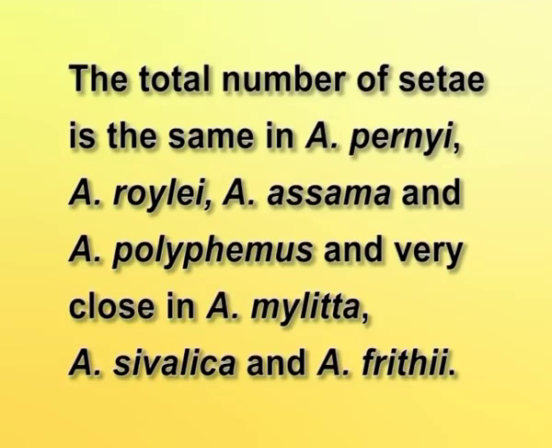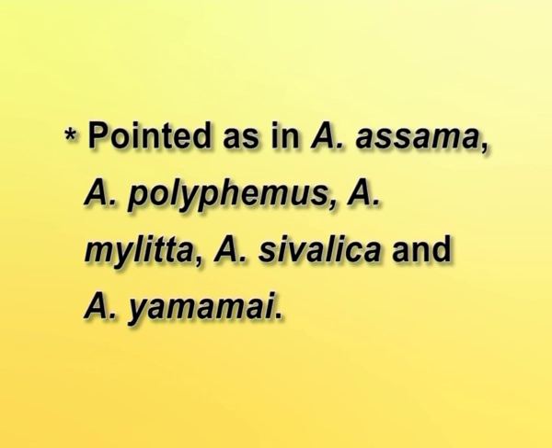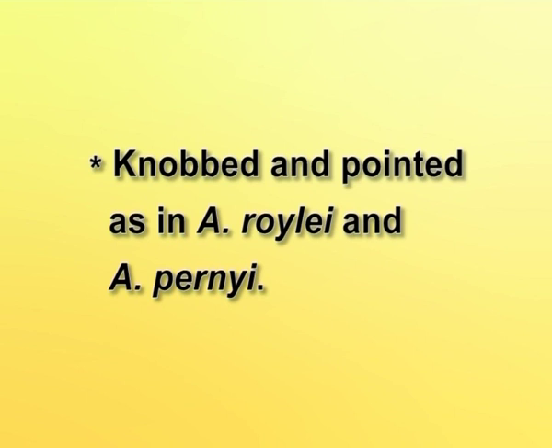The observations throw some light on the possible relationship between the species. The total number of setae is the same in Antheraea perni, Antheraea royale, Antheraea assama and Antheraea polyphemus, and very close in Antheraea mylitta, Antheraea sivalica and Antheraea frithi. The 8 species can be divided into 2 groups based on the shape of setae. Pointed, as in Antheraea assama, Antheraea polyphemus, Antheraea mylitta, Antheraea sivalica and Antheraea yamamai. Knobbed and pointed, as in Antheraea royale and Antheraea perni.